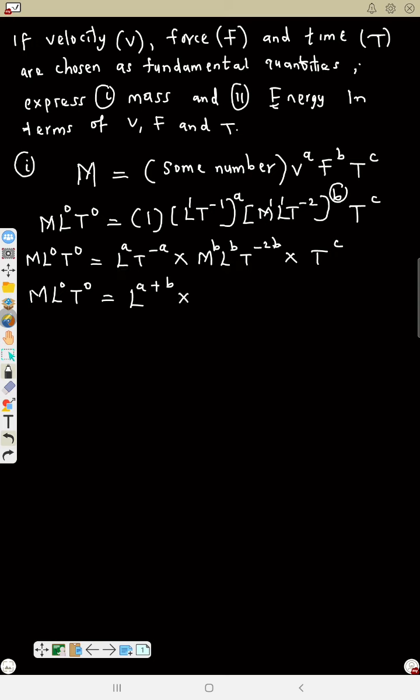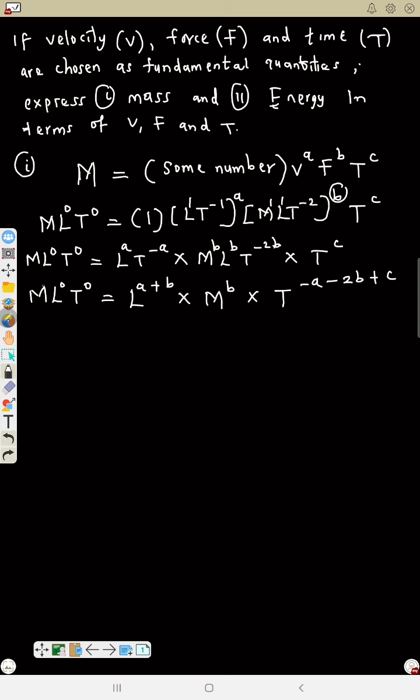So now let's see M. M is raised to power b, only one M. Then T raised to power minus a, T raised to power minus 2b, and T raised to power c. Combine everything, take one T and add the powers. T raised to power minus a minus 2b plus c. So that's how we add them. So we can compare both sides.